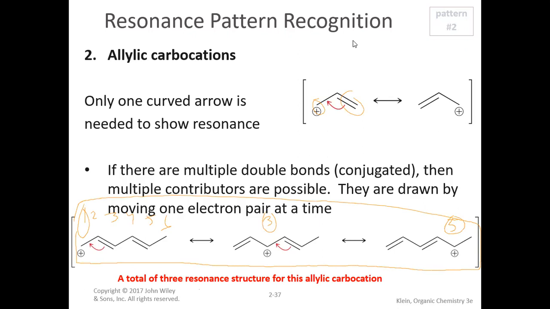It was on 1. I do my first arrow pushing. It is now on 3. I do my next arrow pushing. It is now on 5. This is the trend you see with allylic carbons: you are moving charges 2 atoms away, right? And this is just something you have to keep in mind. So a total of 3 resonance structures for this allylic carbocation. And again, when you see this, you'll be able to recognize it a little bit better, okay?